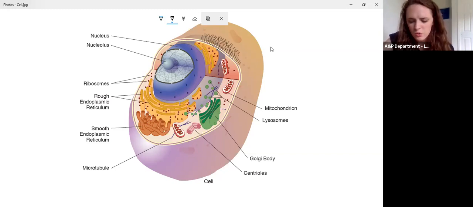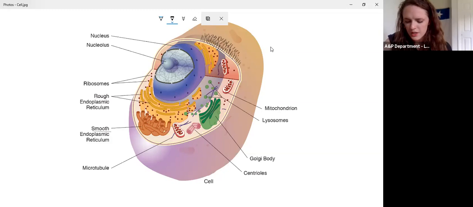Moving on to your endoplasmic reticulum, you have two. You have rough endoplasmic reticulum and smooth endoplasmic reticulum. The difference literally is just that one has ribosomes on it and one does not. Okay, so rough endoplasmic reticulum has ribosomes, smooth endoplasmic reticulum does not. And that completely changes their function because of those ribosomes.